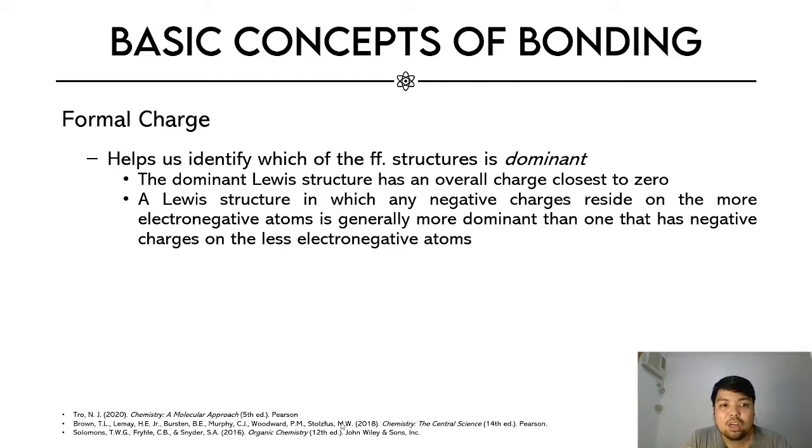Now, one of the main useful purposes of the formal charge is that it helps us identify which of the following structures is dominant. So how do we know which structure is dominant? First, it has an overall charge which is closest to 0, and it also has a Lewis structure in which any of the negative charges reside on the more electronegative atoms, and the positive charges reside on the less electronegative atoms.